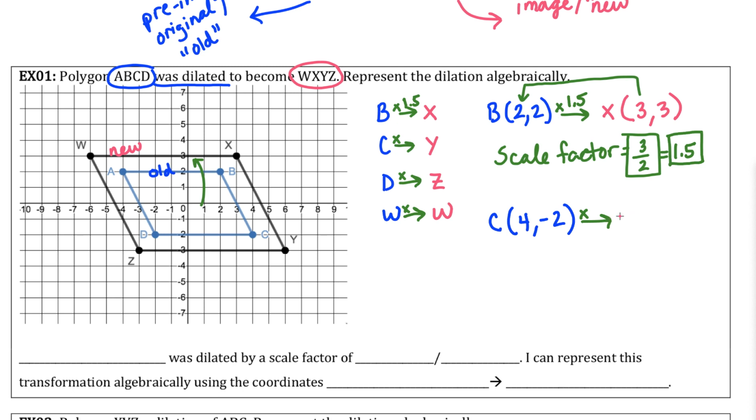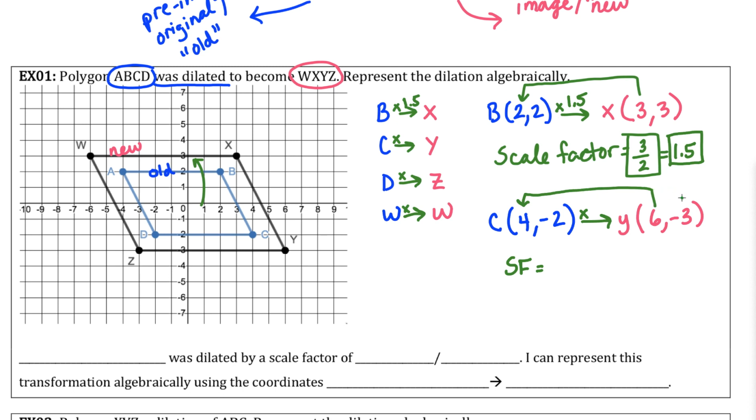Became Y, which is 6, negative 3. So to get my scale factor, you can just write SF. You have to do 6 divided by 4. Remember, we don't know what we multiply by, so we divide. You can either do 6 divided by 4 or a negative 3.